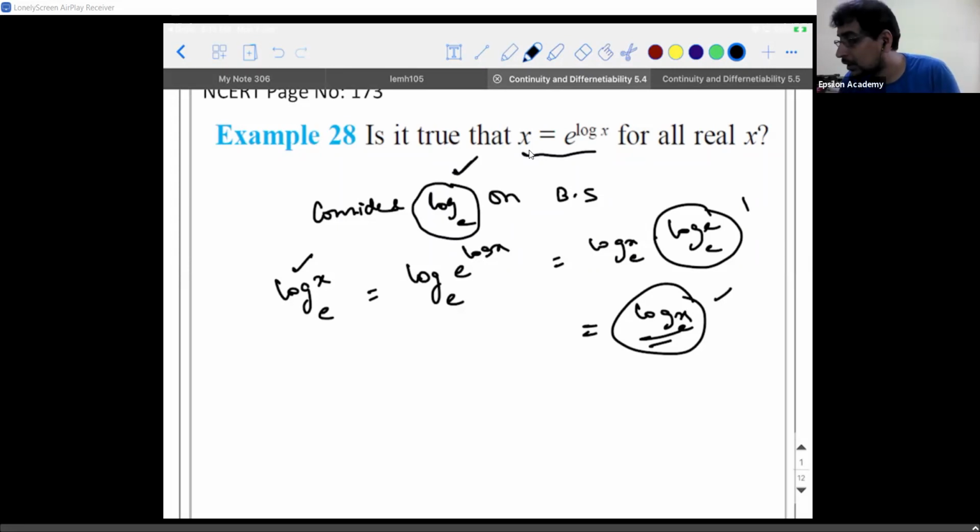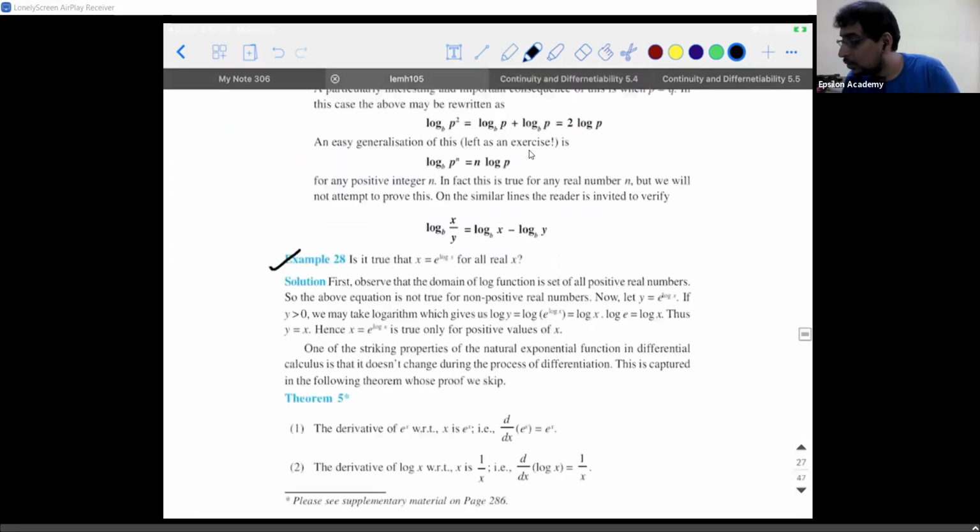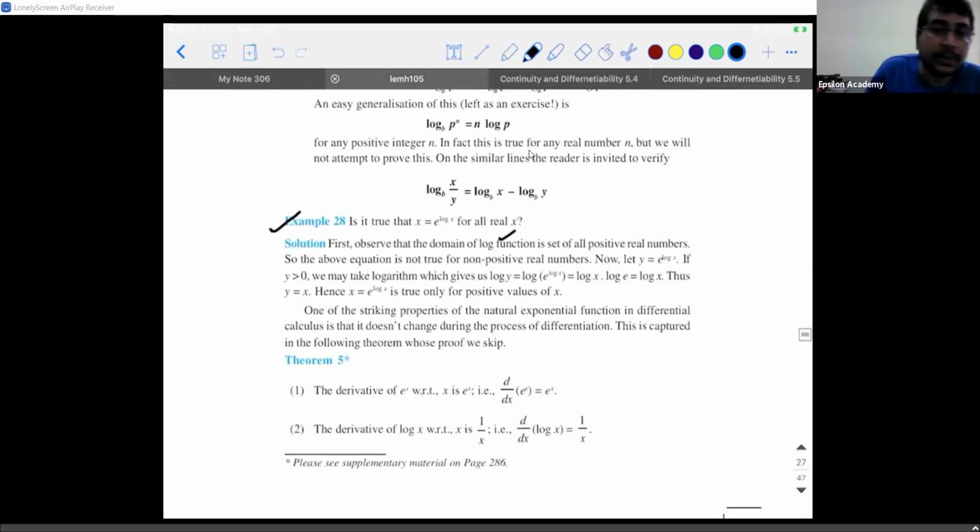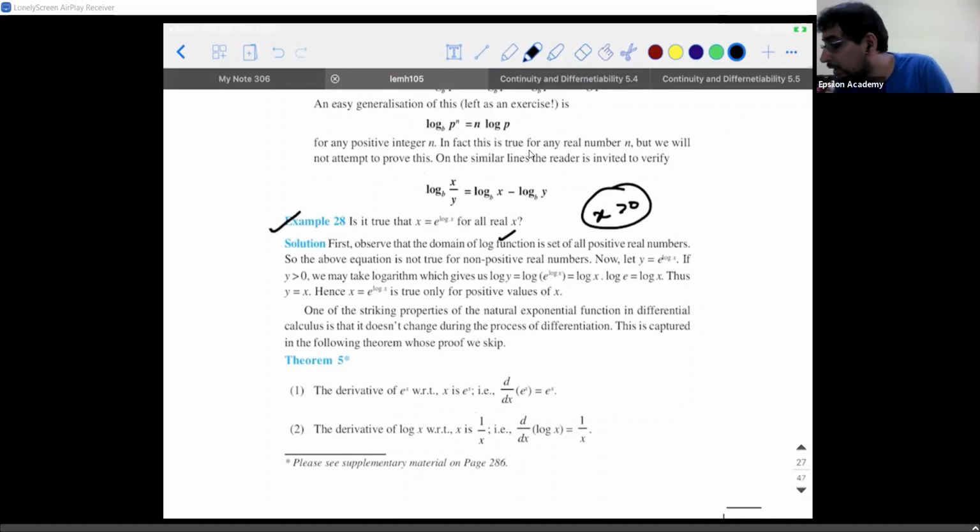Now listen to this carefully. If you observe the domain of logarithmic functions, what are the values of x that you can substitute? You need to substitute only values of x which are strictly greater than 0. But what are they saying? Is it true that x is equal to e power log x for all real values of x? It is true for all positive values of x.